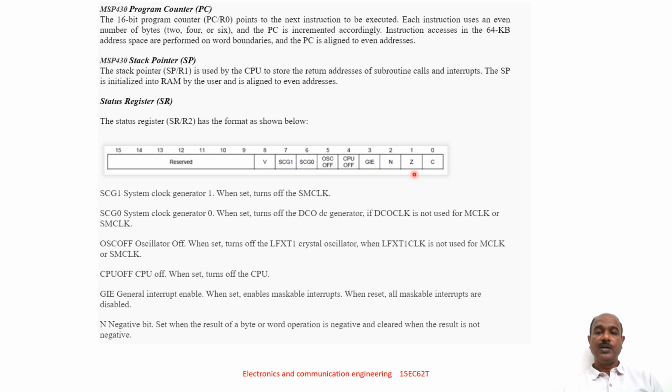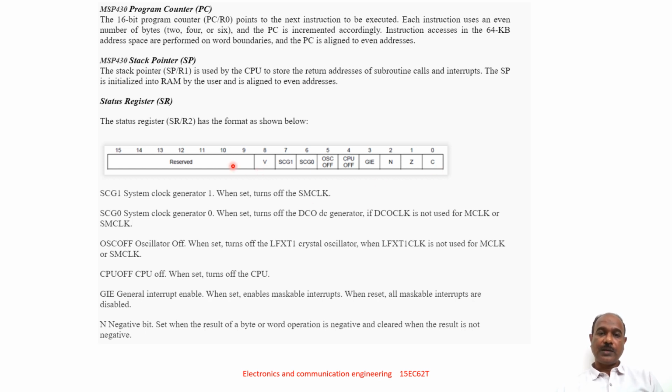So remember, whenever I perform any arithmetic or logical operation on an 8-bit number or a 16-bit number in the case of the MSP430 microcontroller, and if the result becomes 0 after that operation, then this z flag is set equal to 1 to indicate that the answer is 0. If the answer is not 0, then this bit will remain 0, indicating that the result is not 0. So that is about the z flag. Let us see the carry flag.